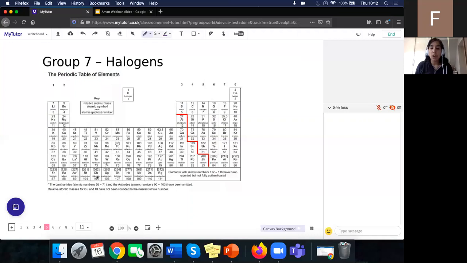So halogens are the group 7 elements. So over here, it's fluorine, iodine down to astatine. In the exam, you can be asked about all 5. With reactions, you tend to be asked about chlorine, bromine, and iodine, but sometimes they ask about the properties of astatine and fluorine.